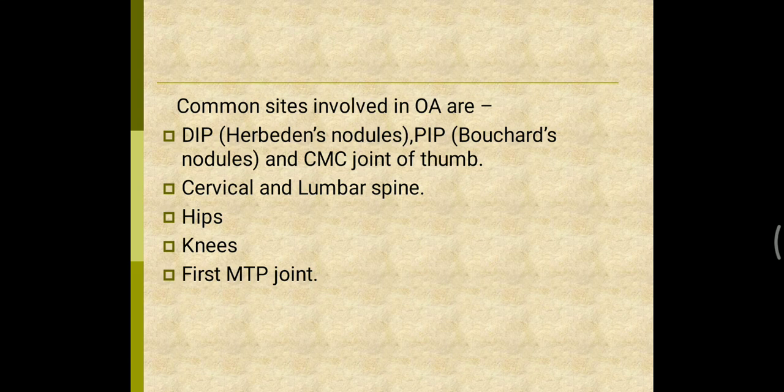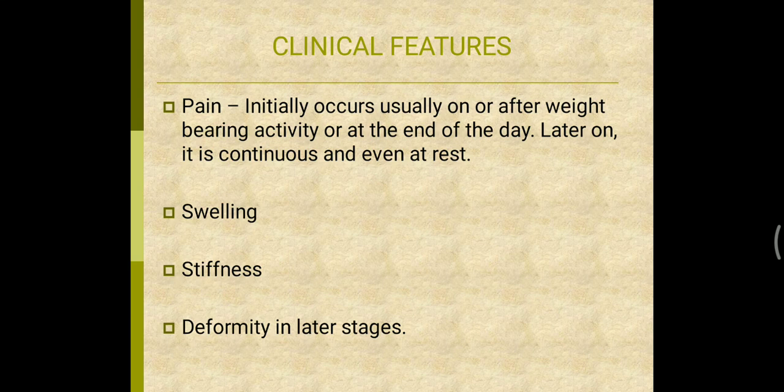Okay, so these are the common sites which are usually involved in osteoarthritis: distal interphalangeal joint, proximal interphalangeal joint, and carpometacarpal joint of thumb. Okay, another is cervical and lumbar spine, hip joint, knee joint, and first MTP. So hip and knee joint are most common in our country. So we start with the clinical features.